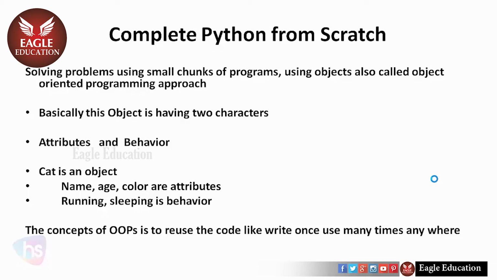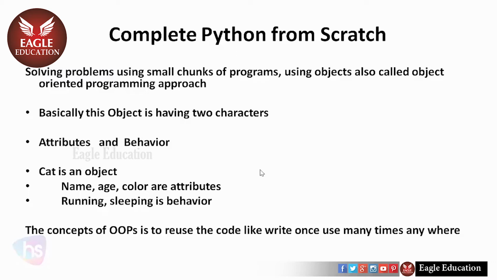Basically, these objects have two characteristics. These are attributes and behavior. What is an attribute, and what do we call behavior? We'll see here. Cat, I can say that it is an object. You can take any animal or anything as an object, and a fan also you can take as an object. Anything. And the object has name, age, color, like properties.